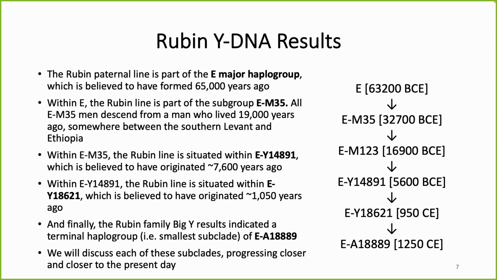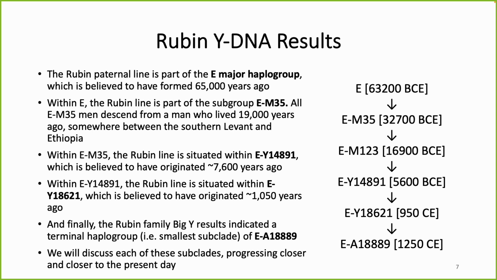And then within EM35, he descends from a mutation called EM123 that formed about 17,000 years ago. And then we're going to go a little bit closer to the present, EY14891, where it formed about 7,600 years ago. But we'll talk about it. Everyone who's within EY14891 is Jewish today.